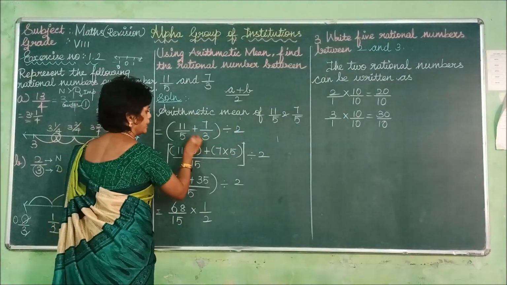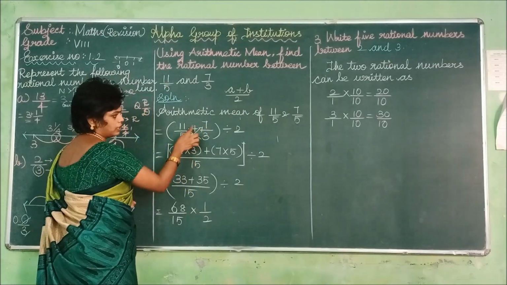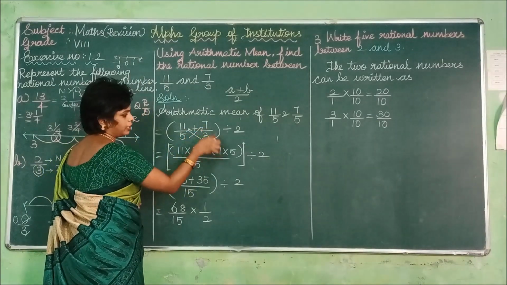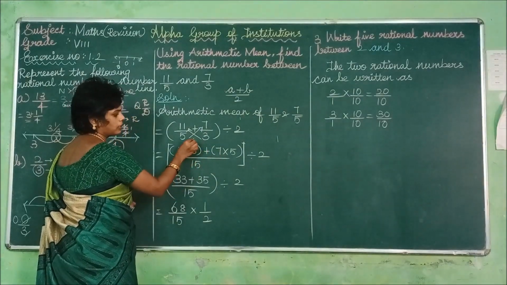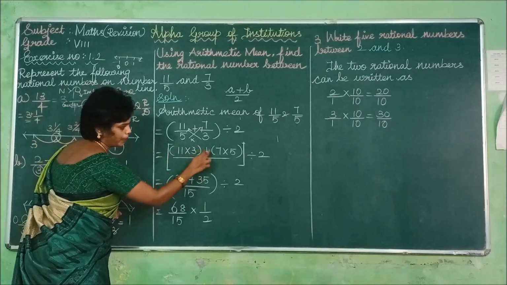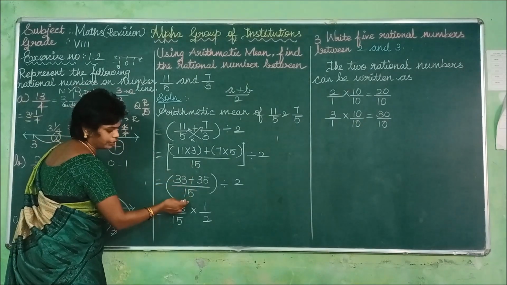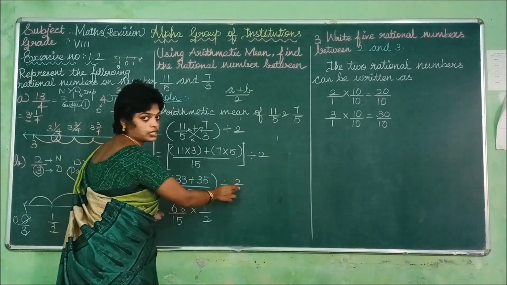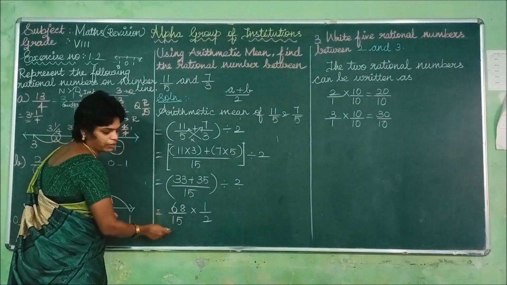So cross multiplication method. 11 into 3, operation is plus, 7 into 5. Then denominator 5 into 3 is 15. 11 3s are 33. Operation is plus, 7 5s are 35, at denominator 15. You have to divide at last with 2. So add these two terms. The value is 68 by 15.